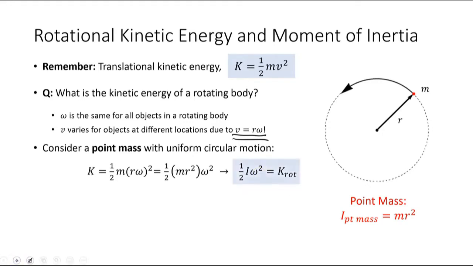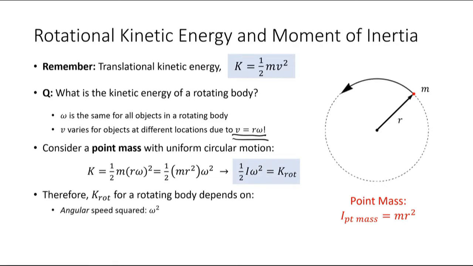All right, so let's summarize here. Rotational kinetic energy of a rotating body is going to depend on the angular speed squared, so omega squared, and also the distribution or location of mass around the axis of rotation. We quantify this with something called the moment of inertia I. Specifically for a point mass, we found that I is equal to mr squared. However, we're going to have to generalize this for other objects.